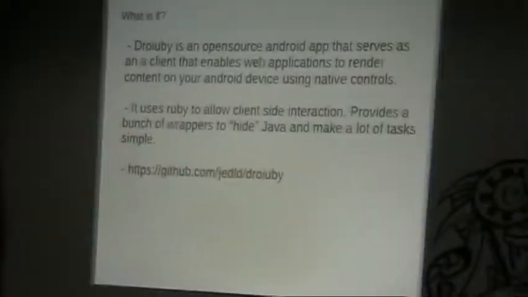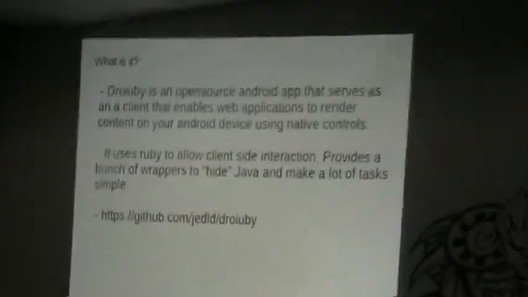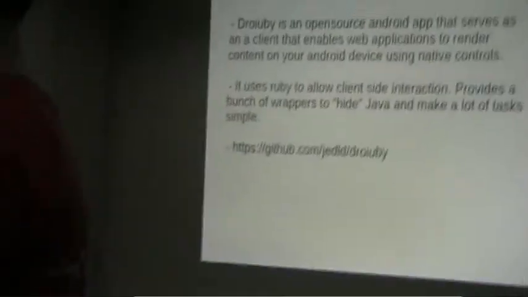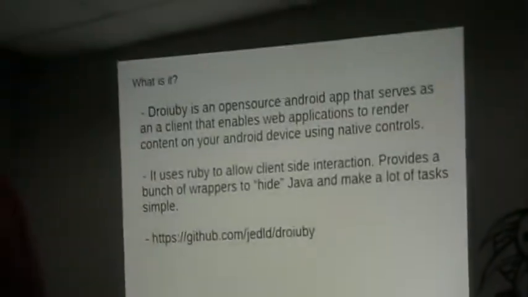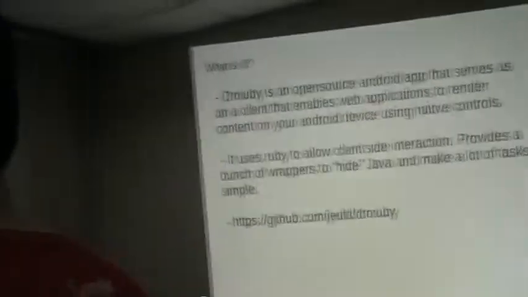So this is an open source Android app that serves as a client. So it's like a browser, but it doesn't parse HTML. It parses special tags because it's intended really for Android's UI. It also allows for client-side interaction like JavaScript, but instead of JavaScript, it uses Ruby. So actually, it uses JRuby inside the app. Okay, so here is the GitHub link if you want to take a look.